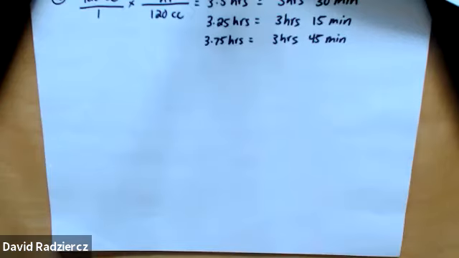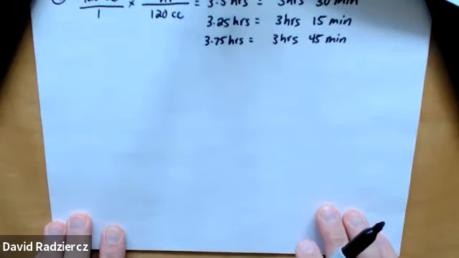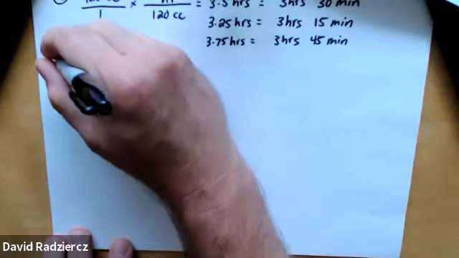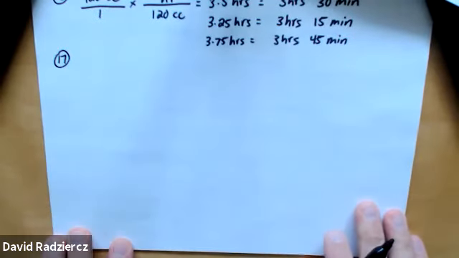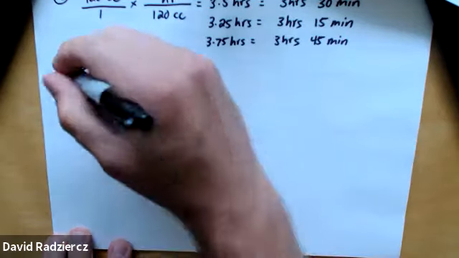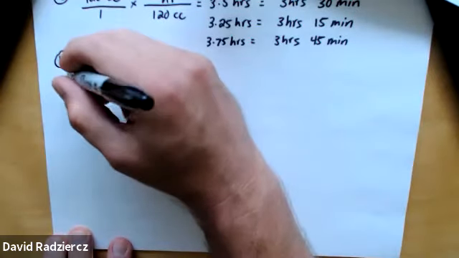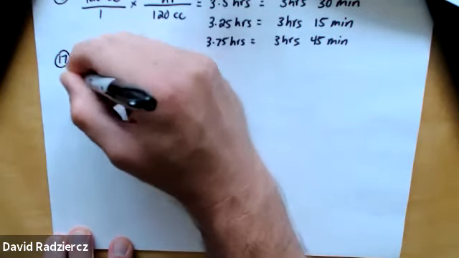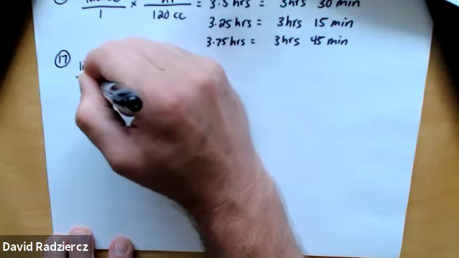We're going to do questions 17, 18, 19, and 20 on the practice sheet. Question 17 deals with a patient who must receive a tube feeding of 120 milliliters in 90 minutes. Calculate the flow rate in milliliters per hour. So we know that we have 120 milliliters and we need to give it within 90 minutes.